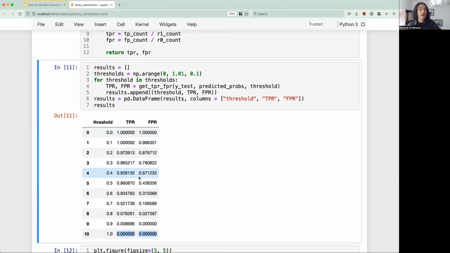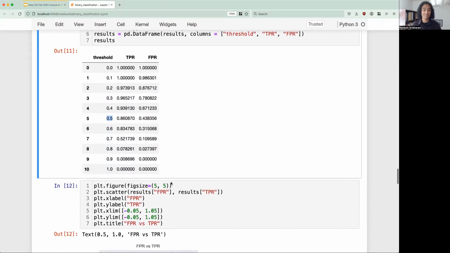And for all these points in between, we can see that, for example, if the threshold is 0.5, the true positive rate is 0.86, and the false positive rate is 0.44, right? Exactly what we computed manually in those cells. And so we can now look at all these different thresholds, but it's hard to look at these and say, oh, what's what? So that's why we use an ROC curve.